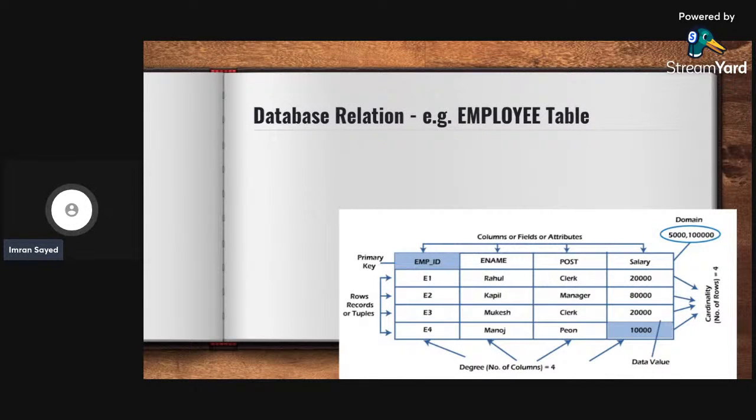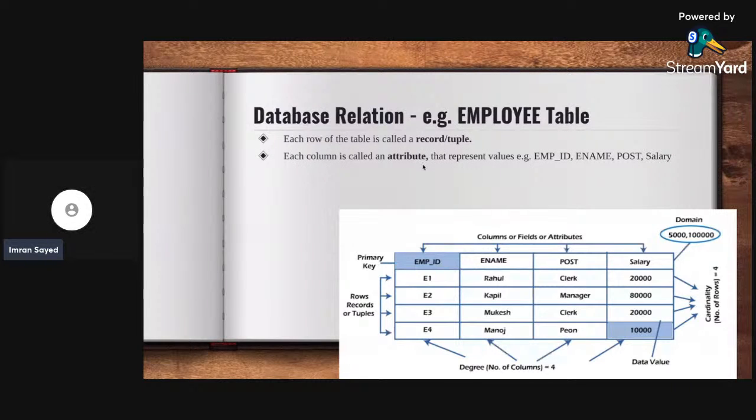Hello, everyone. Today we're going to learn about the database management system and database relations, and then we'll solve some of the problems. In database relation, as you can see, there's a table over here, and you have employee ID, employee name, employee's post, employee's salary. So this relation is called employee, and each row of the table, this whole row, is called a record or tuple.